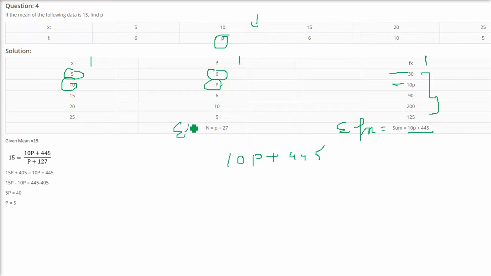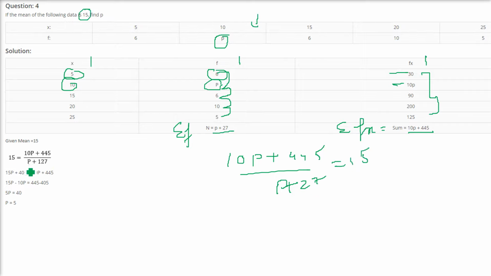And what is your sigma f? That is 6 plus p plus 6 plus 10 plus 5, that is p plus 27, which is sigma f. Now sigma fx by sigma f is given as 15, that is the mean is given.